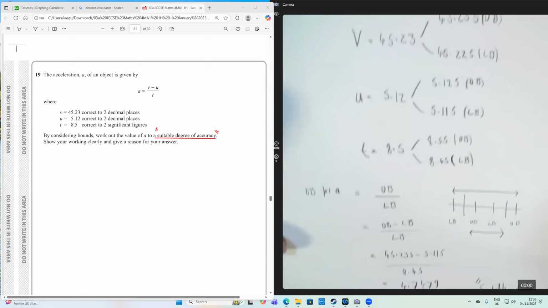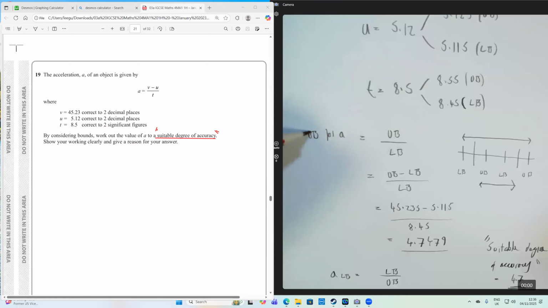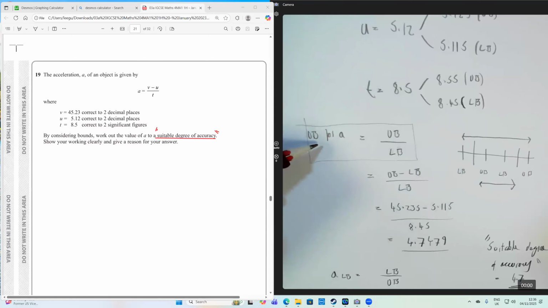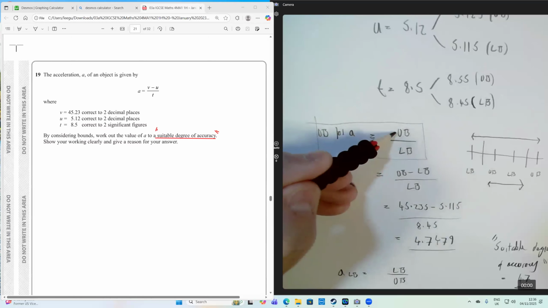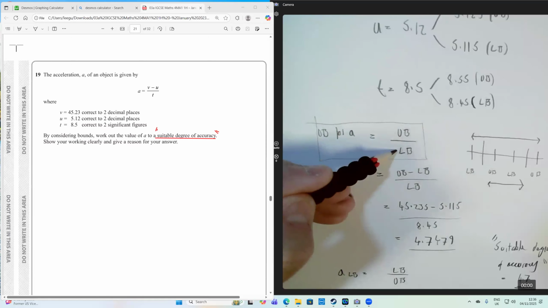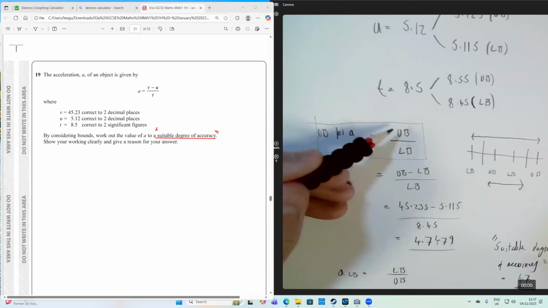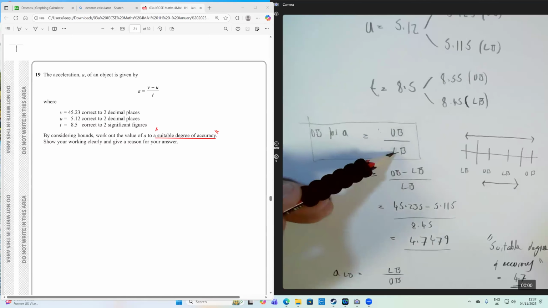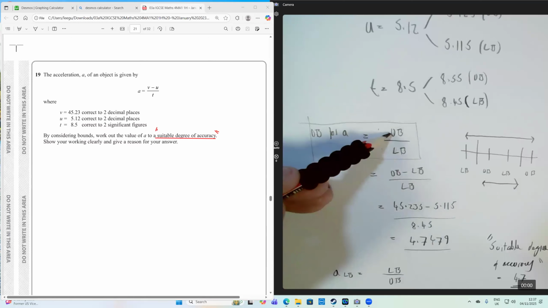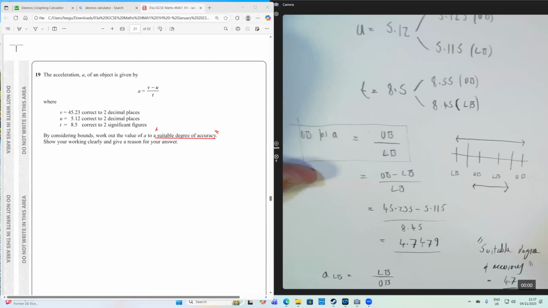Okay, now let's think about this. When you've got a quotient, when you're dividing and you want to find an upper bound, you need to have the biggest thing in the numerator and the smallest thing in the denominator. The thing that helped me to remember that is when you divide by a small number, you get a bigger number. So for an upper bound, when you've got a fraction, you need to have the smallest thing in the denominator and the biggest thing in the numerator. Okay, so that's the first thing.